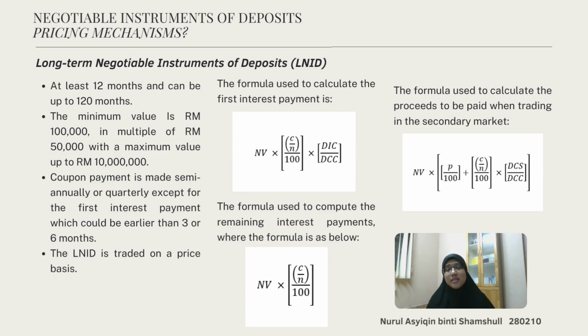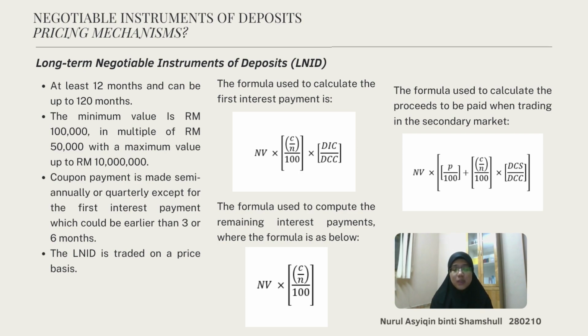and coupon payment is made semi-annually or quarterly, except for the first interest payment, which would be earlier than 3 or 6 months. The LNID is traded on a price basis, such as quoted in terms of price per 100 nominal value. The formula used to calculate the first interest payment is as below, where NV is the nominal value, C is the coupon rate, N is the frequency of coupon payment per annum, DIC is the number of actual days between the issued date and the first interest date, and DCC is the number of days in the next interest period. Next, the formula used to compute the remaining interest payment is as shown below.